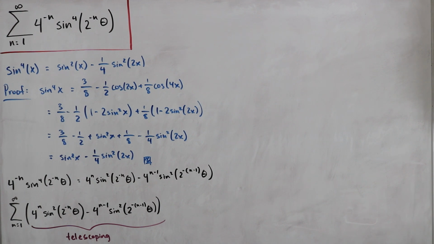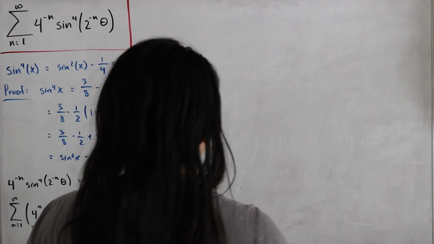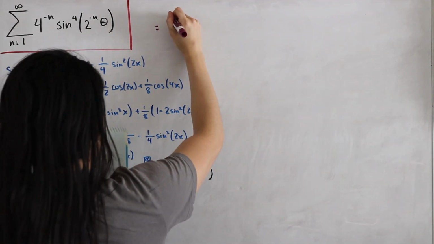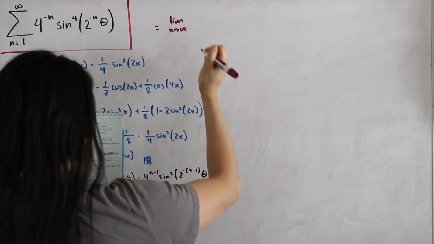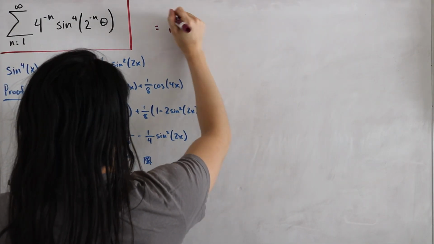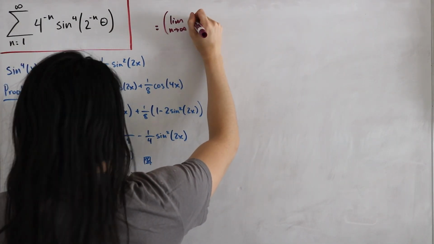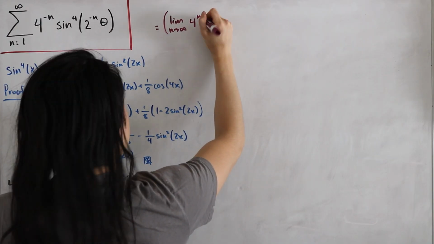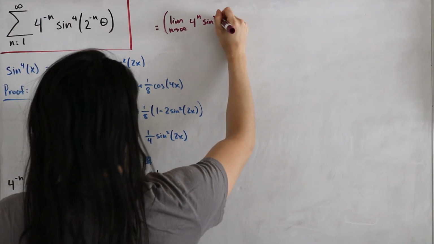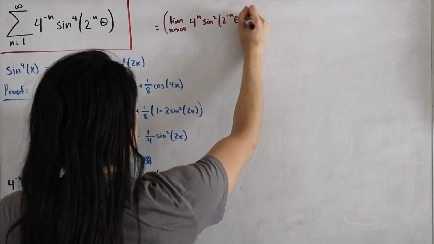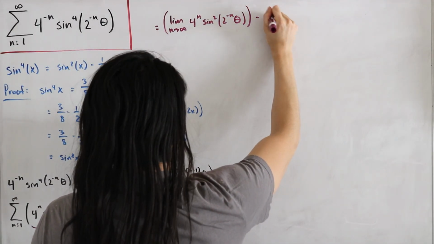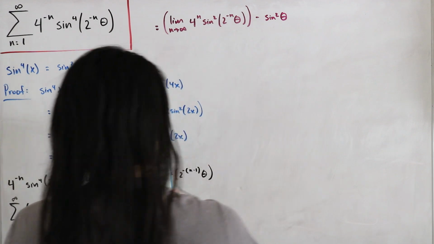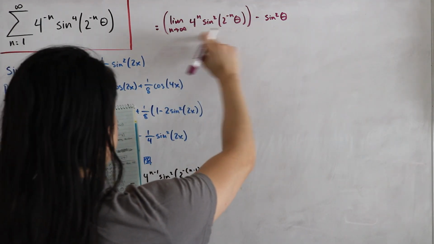So let me go to the top over here, and we can continue forward with our writing. So then this entire thing will just be the limit as n approaches infinity. So that's just the last term that we're going to evaluate. So the limit as n approaches infinity of 4 to the power n, and then sine square of 2 to the negative n times theta, and then subtract our first term evaluated, which is just going to be sine square of theta.